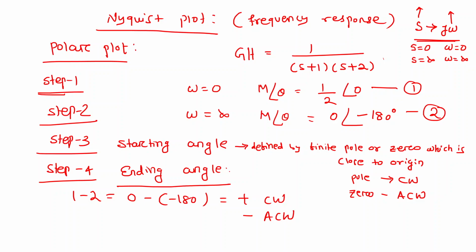Means we just subtract the magnitude? Not magnitude, sir, angle. This angle, 0 and minus 180. Because you are finding out the ending angle, it gives you the ending direction. Similarly, the starting angle gives you the starting direction.